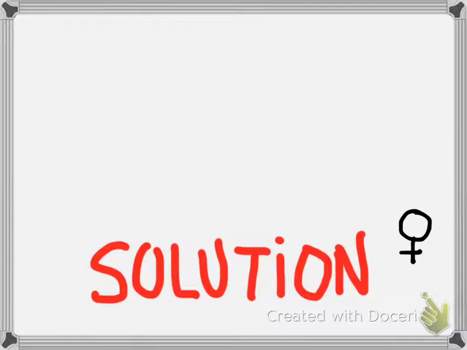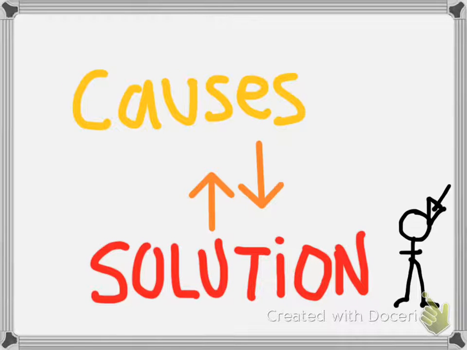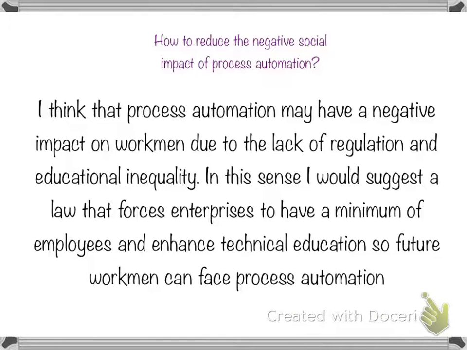The next step is to find an ethical solution. That is, a solution which tries to reinforce the person's dignity and integrity. What is important to remark here is that there should be a correlation between the causes of the problem and the solution that you offer. Let's take a look at the example again. In our answer, we already offered a solution. We said, I would suggest the creation of a law that forces enterprises to have a minimum of employees and a high technical education so future workmen can face process automation.